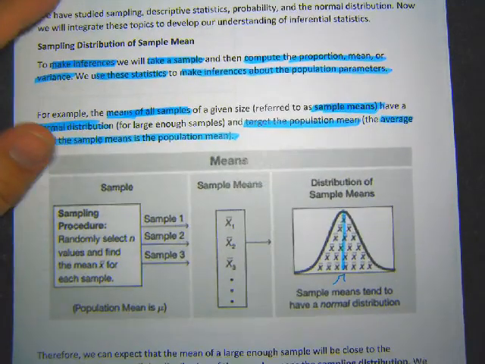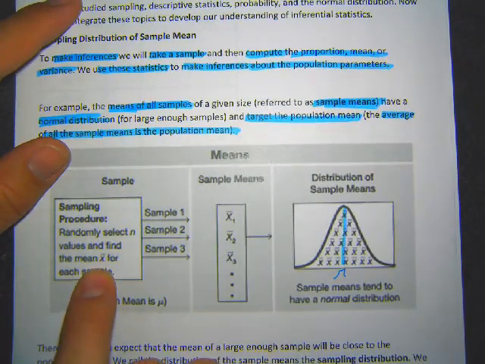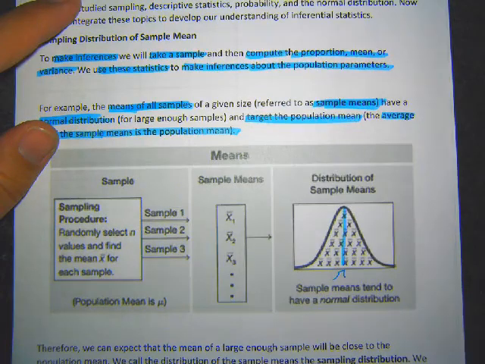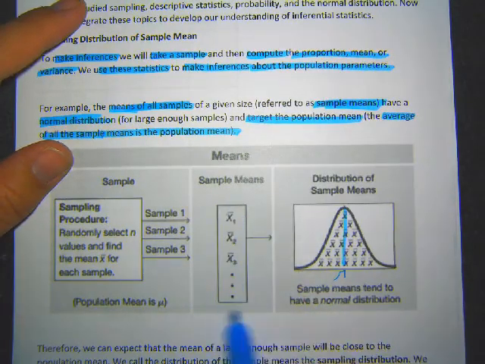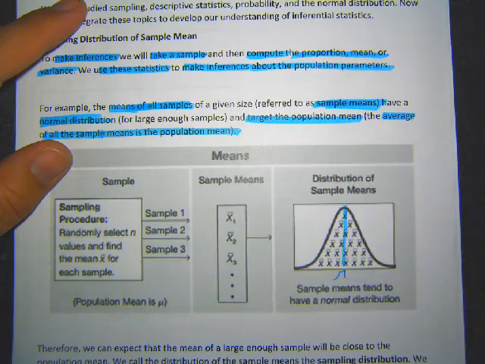So that's our idea. We're going to select a group, and then we're going to look at their sample mean, their average for the sample. And then if we look at a bunch of different sample means, we can make a nice normal distribution and see that the average of those is the mean of the entire population.